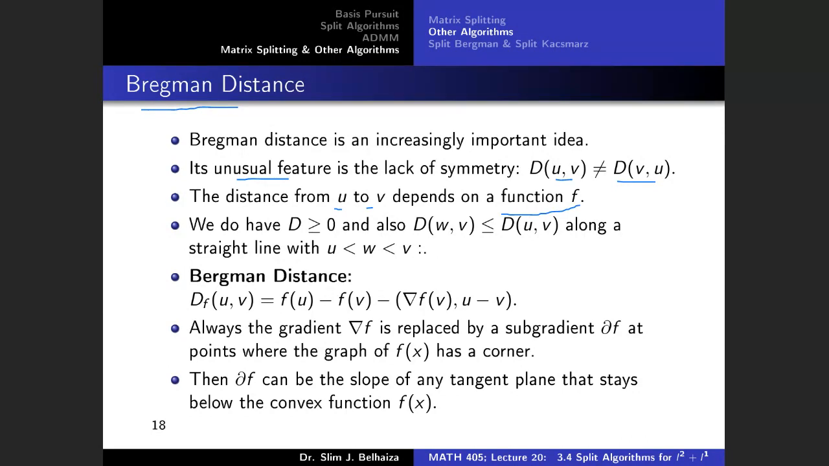We do have the distance that is positive, of course, and the distance on a straight line is defined such that the distance from W to V is less or equal to the distance from U to V, of course, if we put them on a line. Okay? That's the only condition that we need to satisfy.